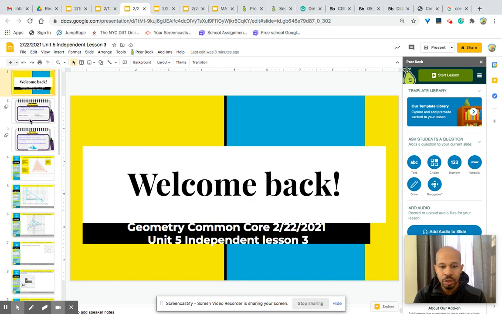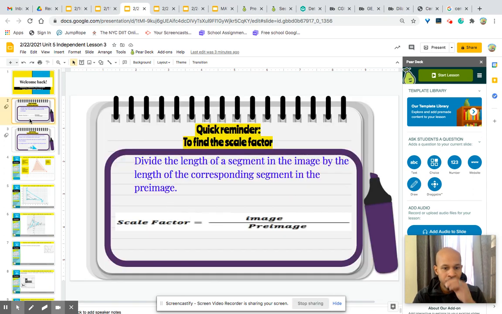Let's get started. In the first slide that I want you to look at, we're going through the scale factor. You should have already read this if you're at this video by now. But make sure that you know that the scale factor is the length of a segment in the image divided by the length of a corresponding segment in the pre-image. Just make sure you are aware of that fact.